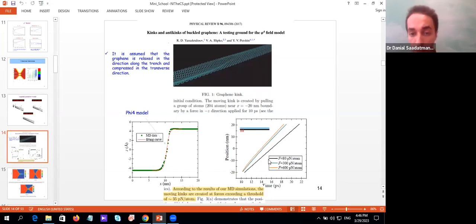And in the right bottom figure, you will see that if we increase the force exerted by the atoms, with increasing the force, the velocity of the kink inside the graphene can be increased. And of course, there is a threshold value for this.